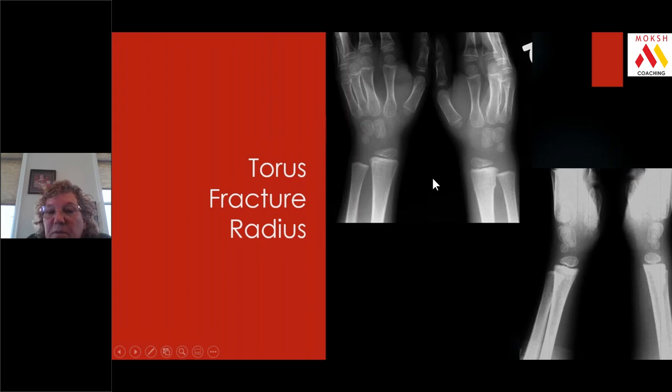And I did this film. Let me see if my arrows come in like they're supposed to. There it is. This one's a lot easier to see. So see how smooth it is, and then see how there's that little bump there? That's called a buccal or a torus fracture.